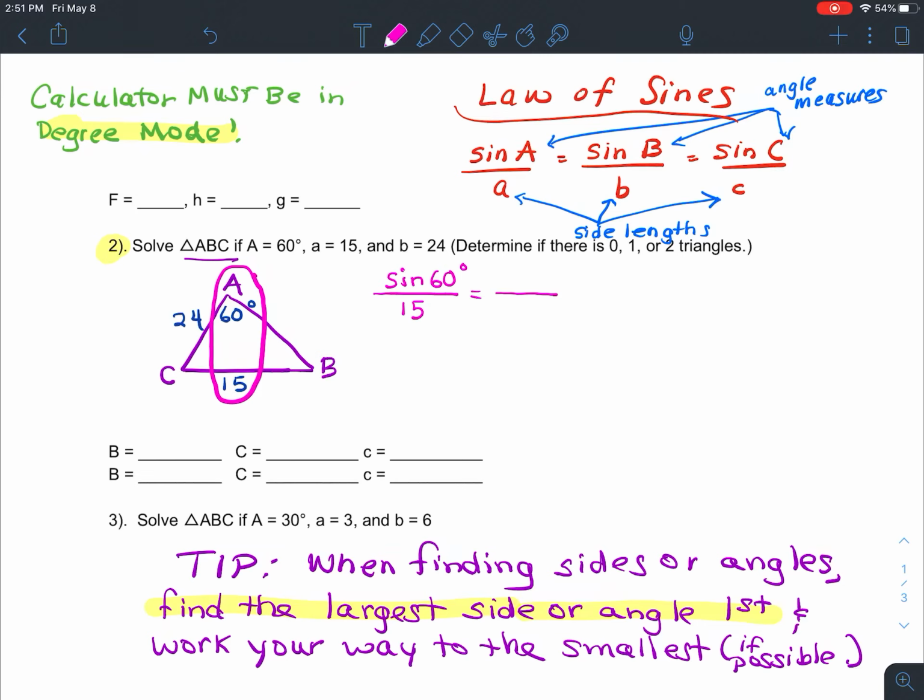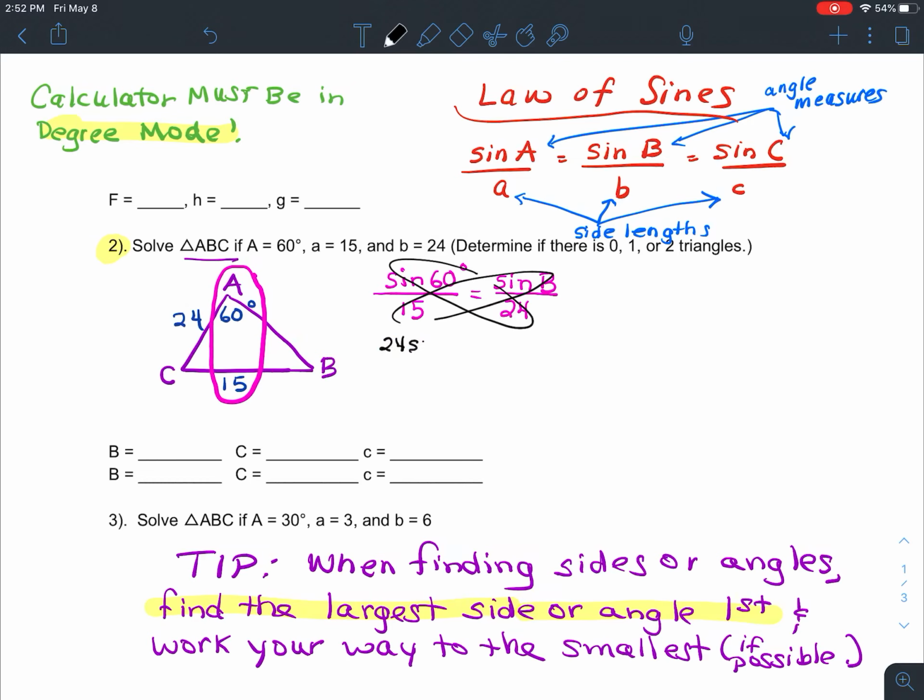If we look closer, we don't know angle B, but I certainly know side B is 24. So this is actually the only way to start this particular problem: sine 60 over 15 equals sine of angle B over 24. You're going to proceed to cross multiply.